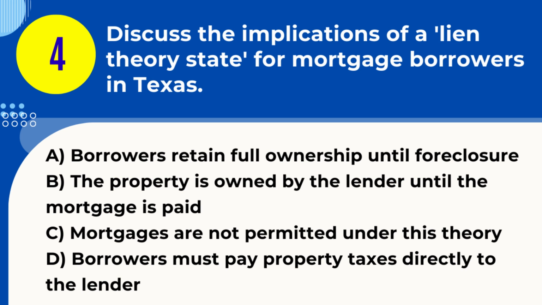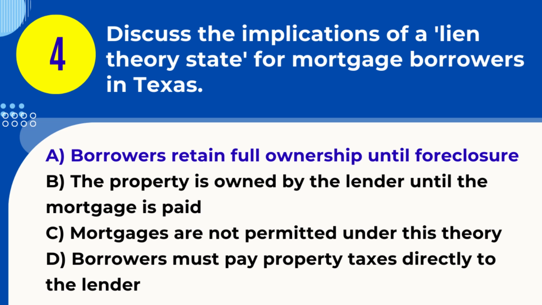Question 4. Discuss the implications of a lien theory state for mortgage borrowers in Texas. A. Borrowers retain full ownership until foreclosure. B. The property is owned by the lender until the mortgage is paid. C. Mortgages are not permitted under this theory. D. Borrowers must pay property taxes directly to the lender.